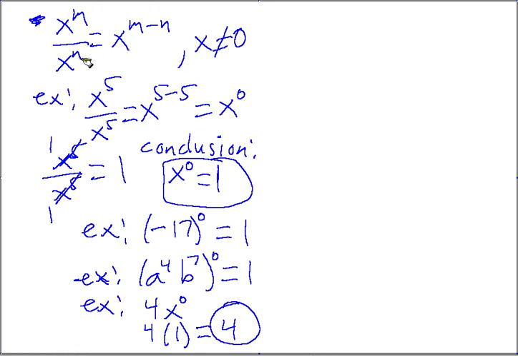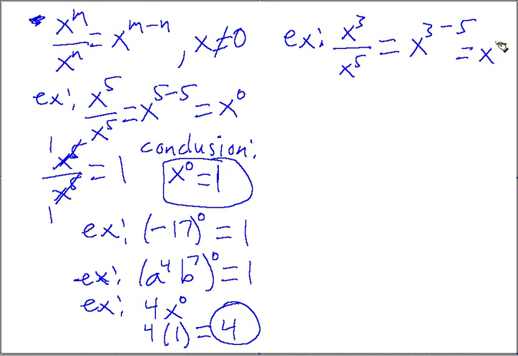All right, what happens if the power on the bottom is bigger than the power on top? Let me give you an example of that. Suppose I have x cubed over x to the 5th power, all right? Well, the power on the bottom is bigger than the power on top. Now, if I use the rule to calculate this, then it's going to be x to the what? 3 minus 5, right? And 3 minus 5 is what? Negative 2. So this is equal to x to the what? Negative 2. Can we see that?